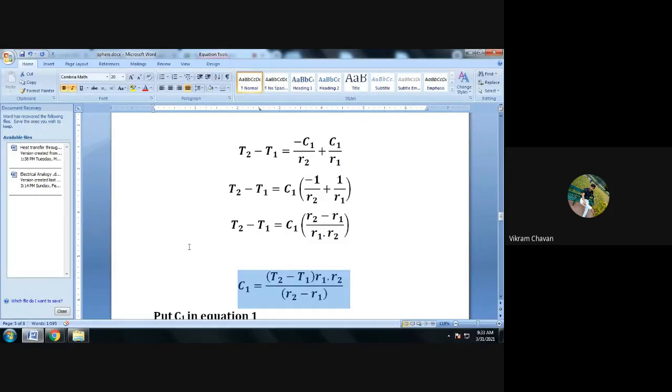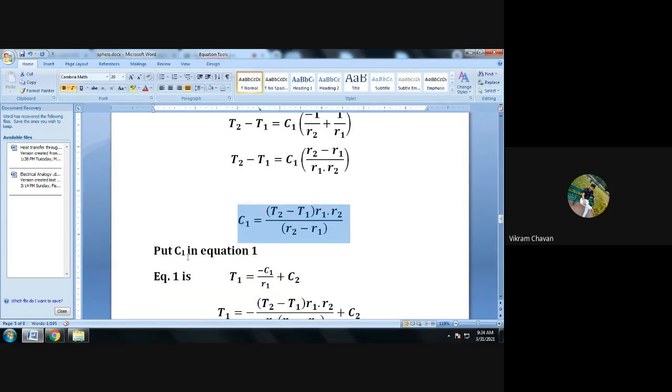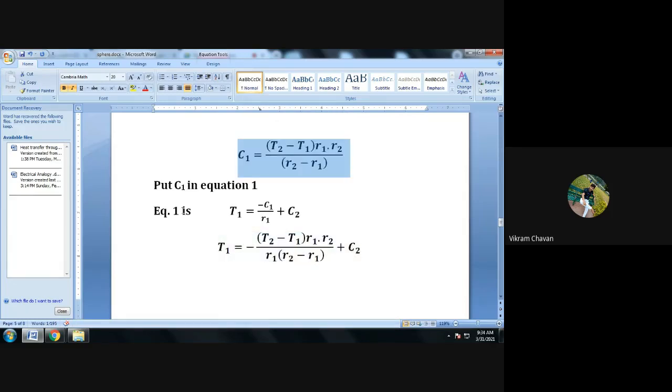Now further, we have to put this equation in equation number 1 to determine the C2 value, the C2 constant. So put C1 in equation number 1.